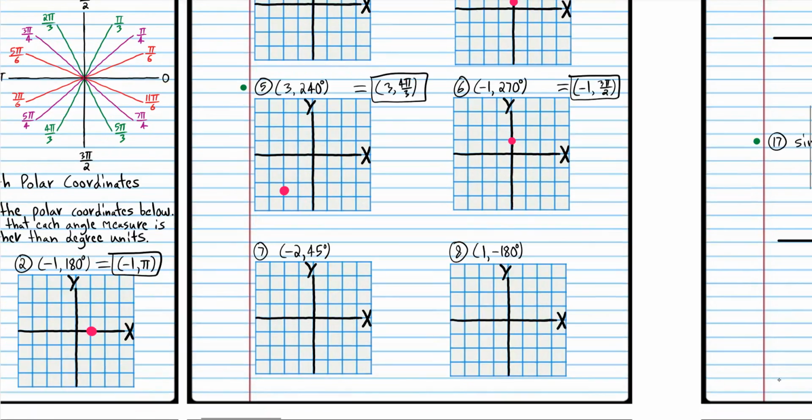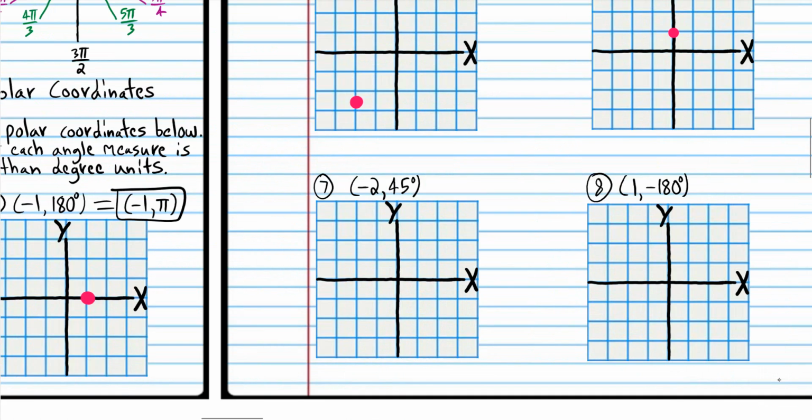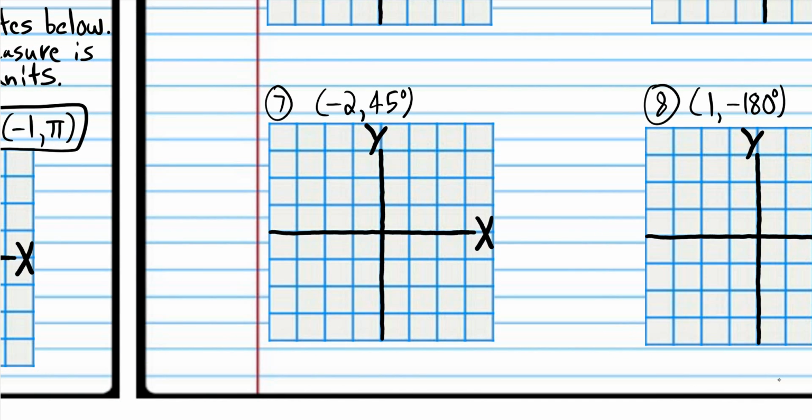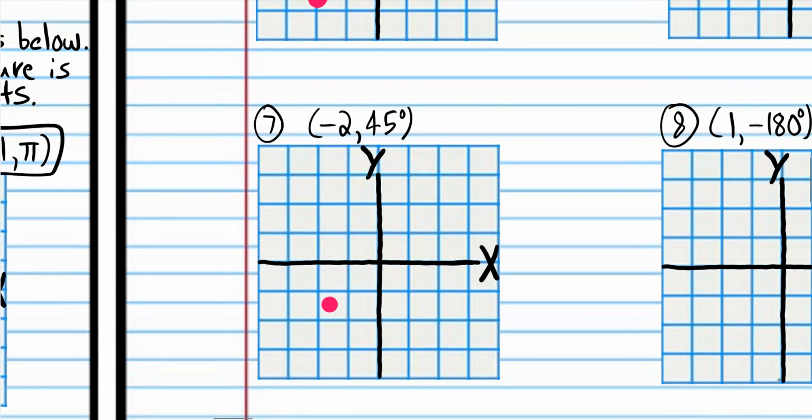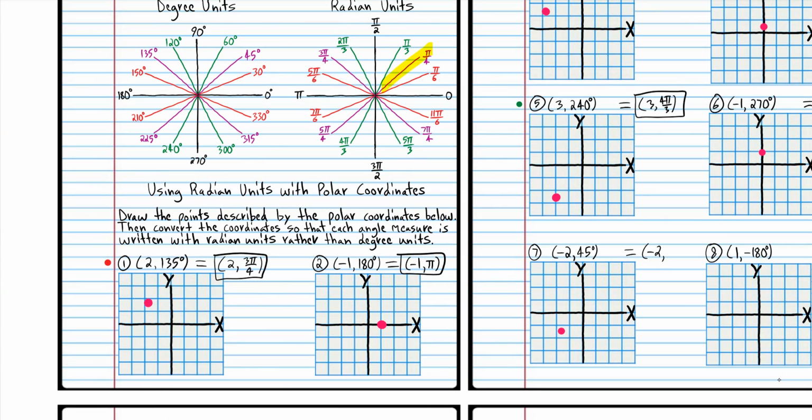Okay. So try number 7. If you got number 6 right, good job. Try number 7. When you come back, we'll do it together. Okay, we're back. So I'm going to move out 2 units to the left and then rotate counterclockwise 45 degrees, and that gets us to about there. So we have our point graphed, and now let's change 45 degrees to radian units.